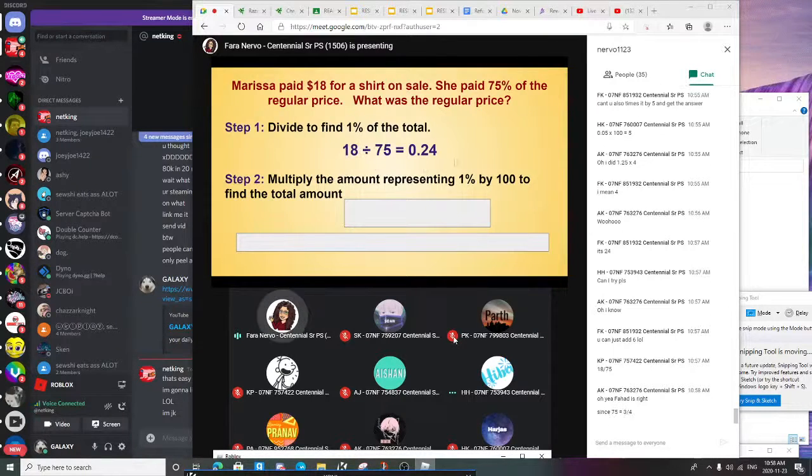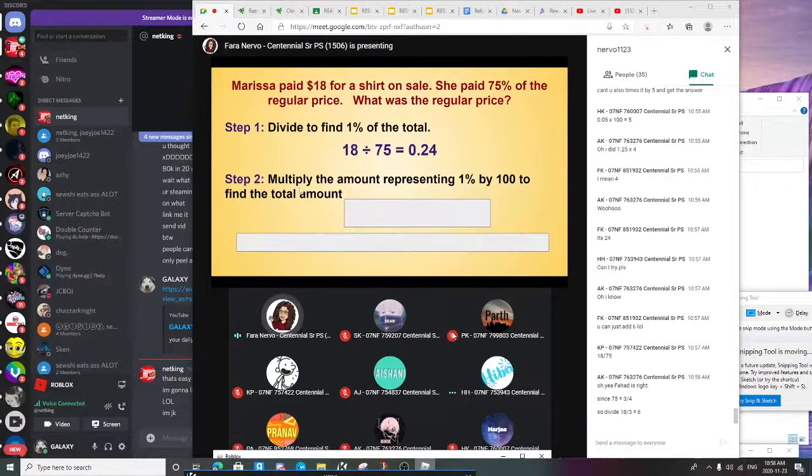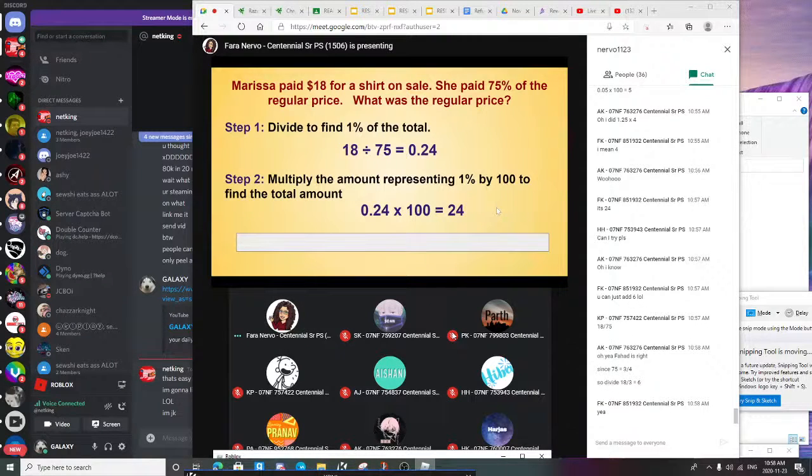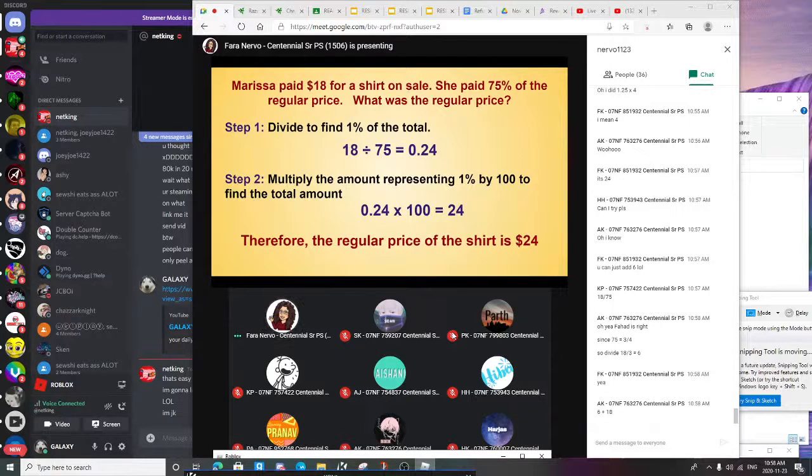So if we divide it by 75, then we will get how much money is 1% of the total, okay? So 1% of the total is 0.24. Now, I need to take that amount that represents the 1% and multiply it by 100. If I multiply 0.24 times 100, I get 24. Therefore, the regular price of the shirt is 24 bucks.